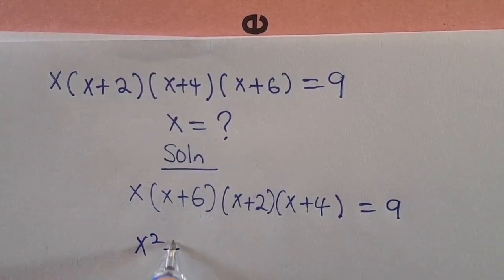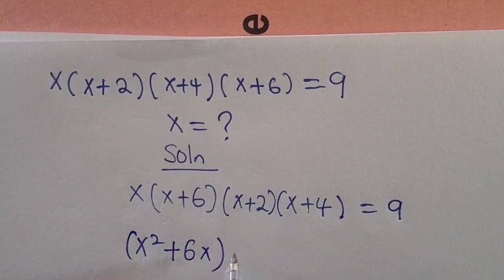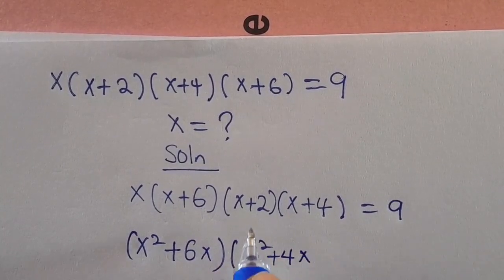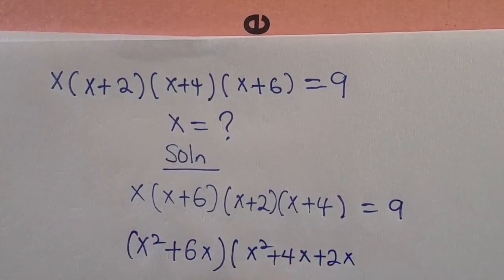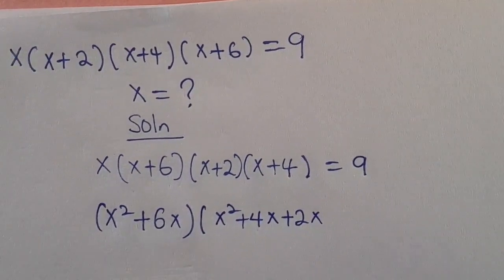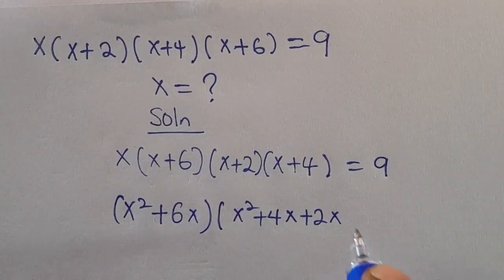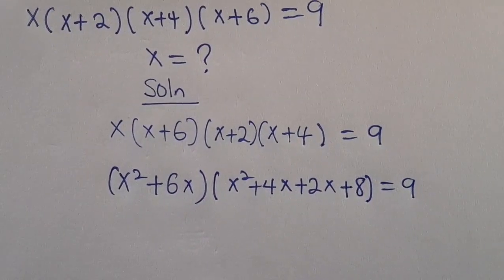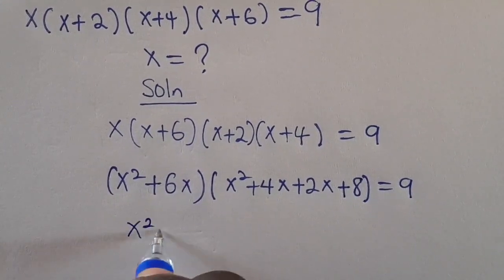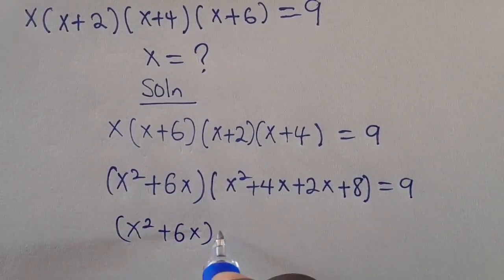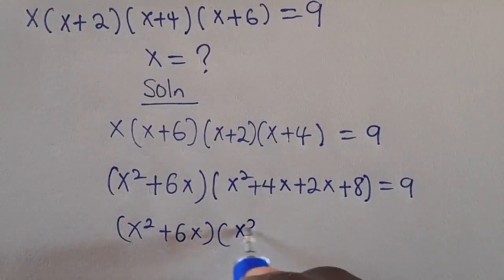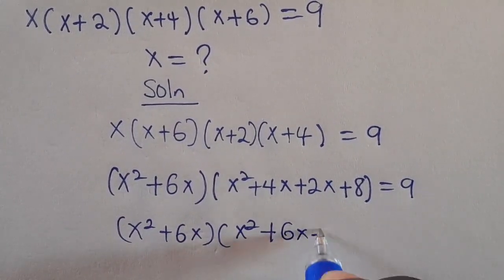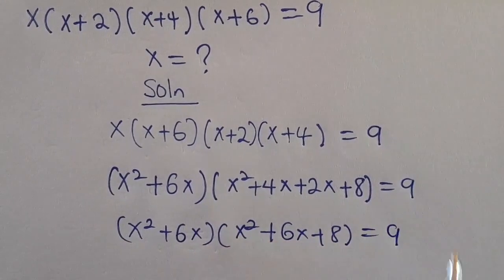x times 6 gives us plus 6x. Then this will give us x squared, x times 4 gives 4x, and this will give us 2x, then plus 8 equals 9. So we have x squared plus 6x, then x squared, and this plus this gives plus 6x, plus 8 equals 9.